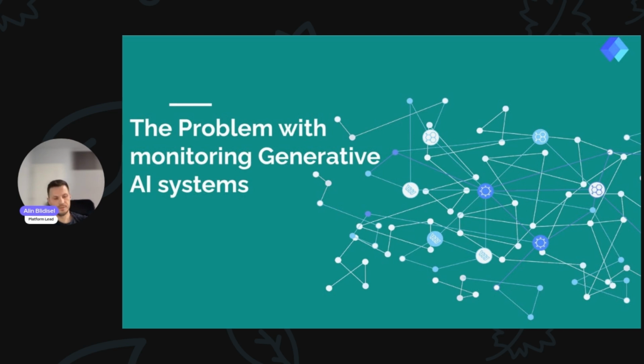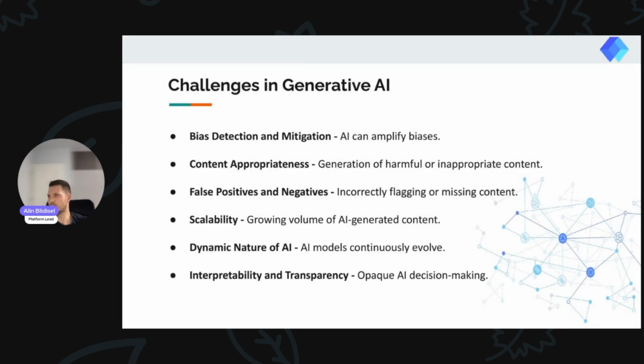What we will cover in today's presentation is the problem with monitoring in a generative AI system. Monitoring a generative AI system is crucial because we need to ensure that it operates ethically, accurately, and safely. However, there are several challenges that arise during this process. Here are the challenges that we identify as important ones in generative AI systems.